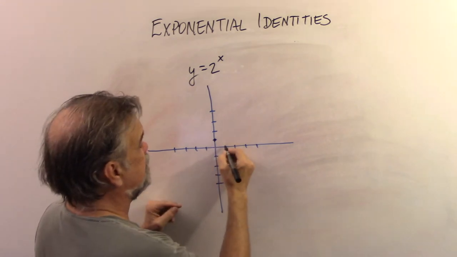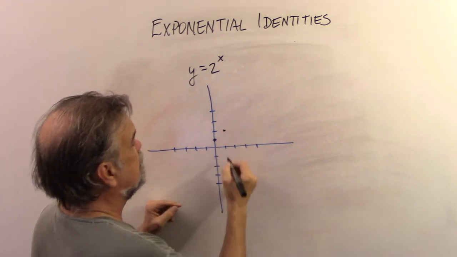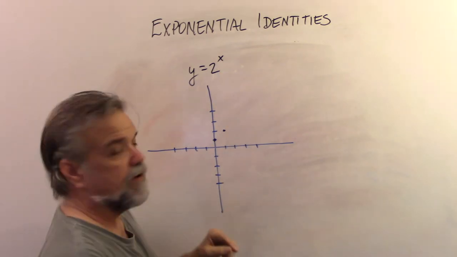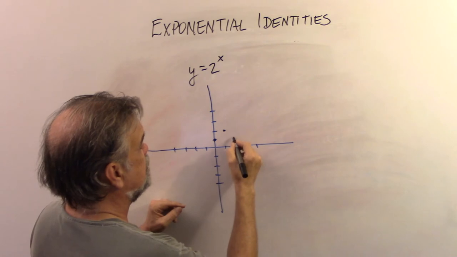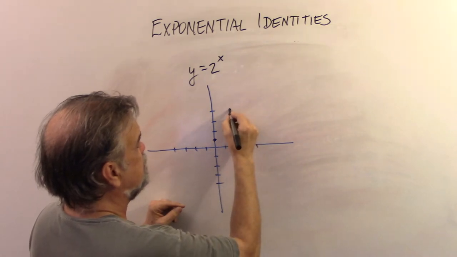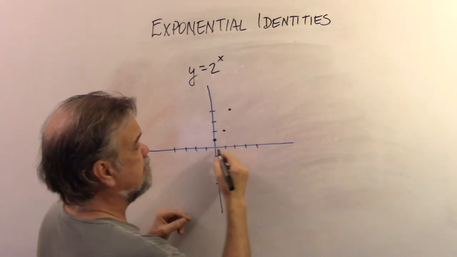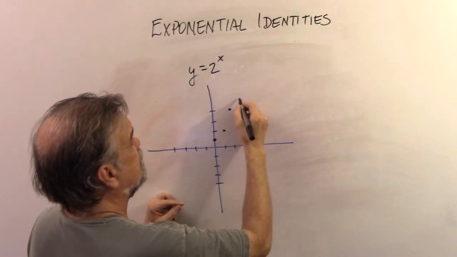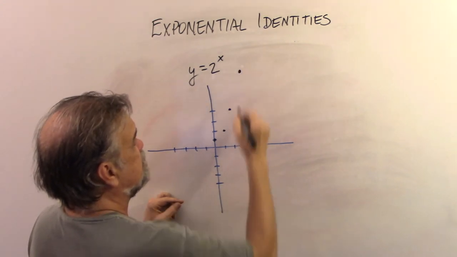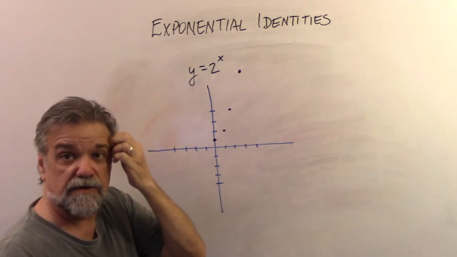All right, cool. And then 2 to the 1 power, well, remember, anything to the 1 is just itself. So this will go through the point 1, 2. And 2 to the second power, well, that's 2 times 2, that's 4. So 1, 2, 3, 4. And you can see it's increasing there. 2 to the third power is going to go 1, 2, 3, 4, 5, 6, 7, 8. So this starts getting pretty steep, okay?